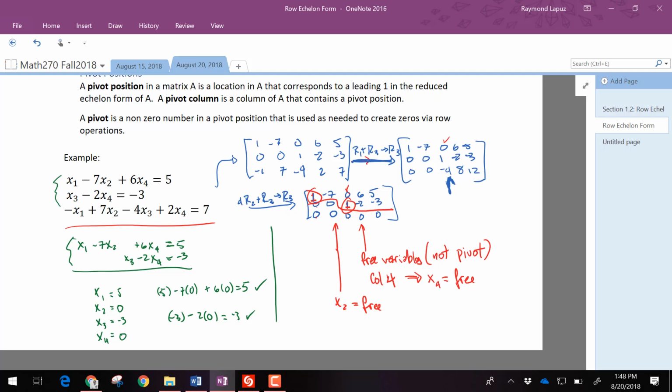So let's see, I'm out of room on this particular page. Let's see if we can do it here. Let x4 equal 1. If you let x4 equal 1, then x3 is going to be equal to negative 1.